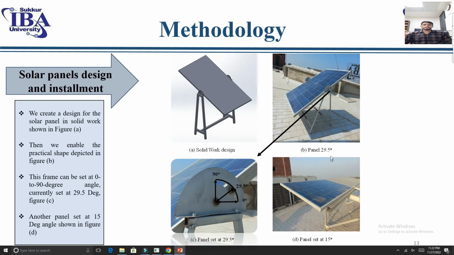panel at 29.5 degrees. We have another panel at 15 degrees, because we will compare what will happen if we set the panels at 15 degrees and 29.5 degrees. The reason we set 15 degrees is that a Saudi Arabia university is using a 15 degree angle for their 1 megawatt solar power plant, and the 29.5 degree angle is the optimum tilt angle that we achieved from this MATLAB simulating model.